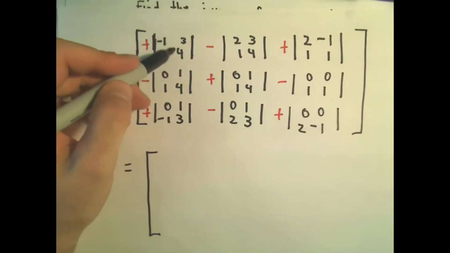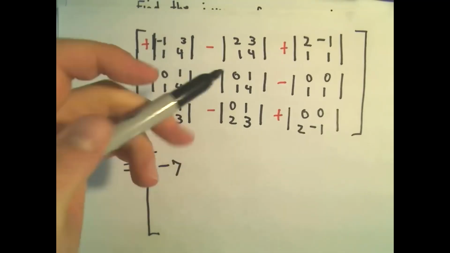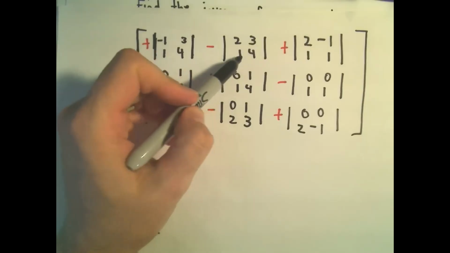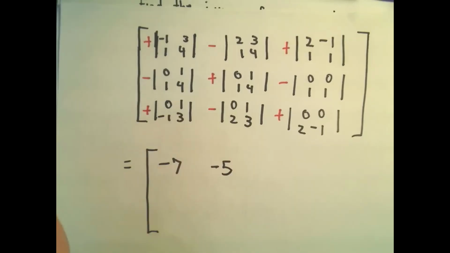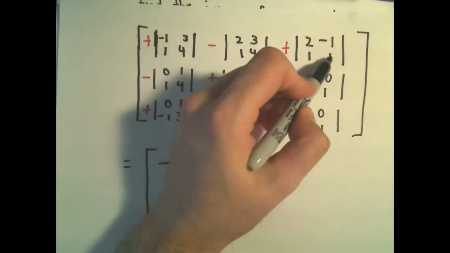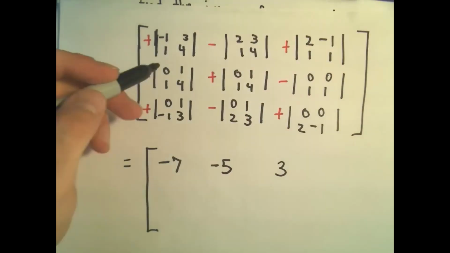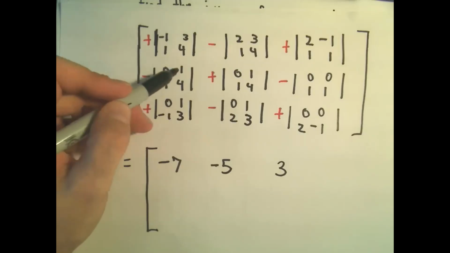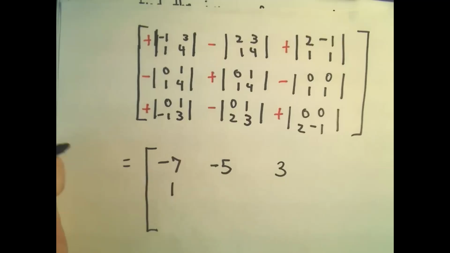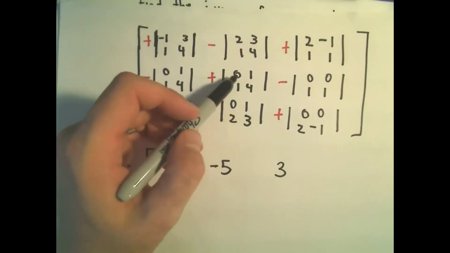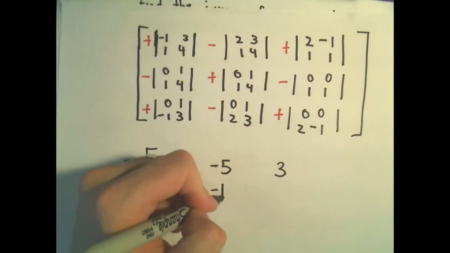So let's see, we would get negative 1, it looks like we would get negative 4 minus 3, that would be negative 7. We would get 8 minus 3. 8 minus 3 would be 5, but we have to use the minus sign out front, so we'll get negative 5. We'll get 2 minus negative 1, or 2 plus 1, which will be 3. 0 times 4 is 0 minus 1, so we'll get a negative 1 for the determinant, but we have to multiply that by the negative, so we'll get a positive 1. 0 times 4 is 0 minus 1, so we'll get a negative 1.